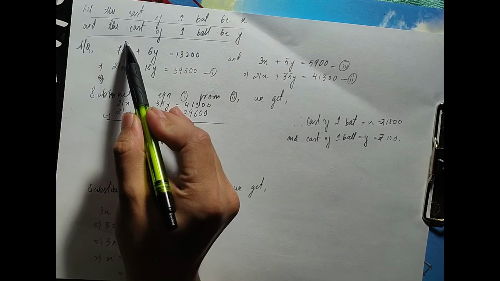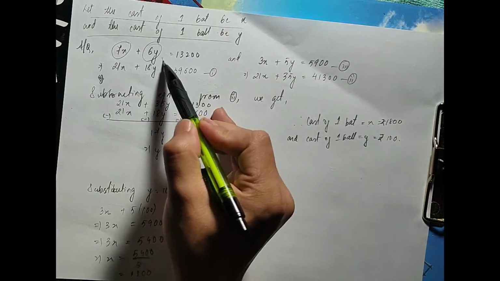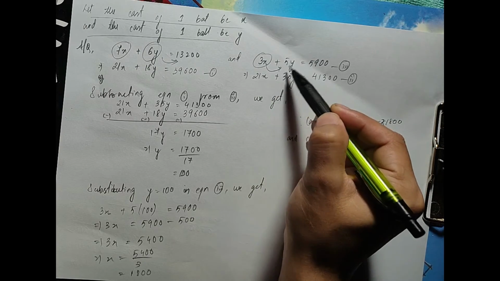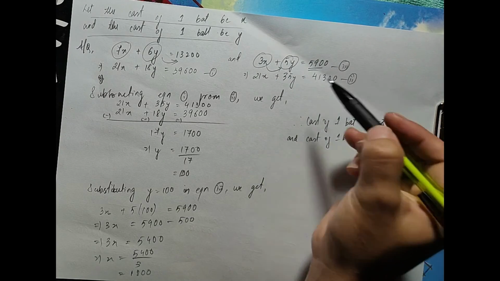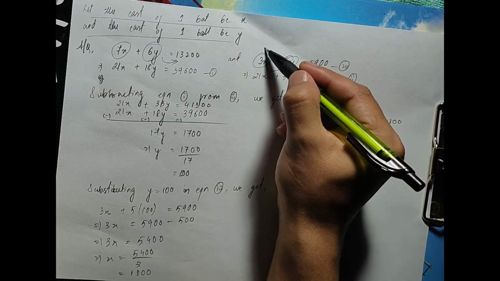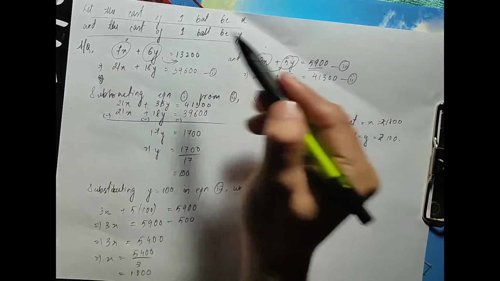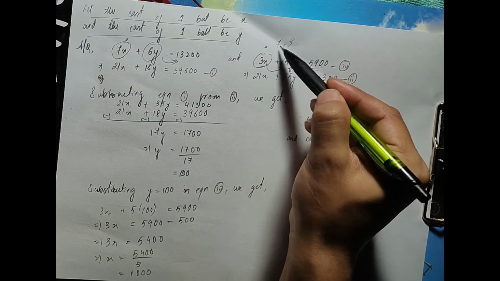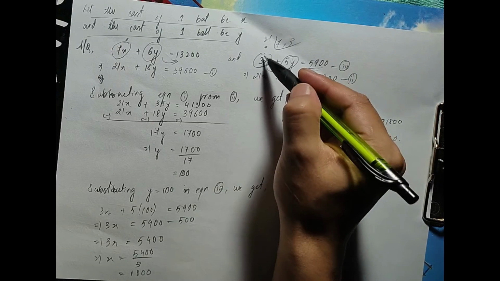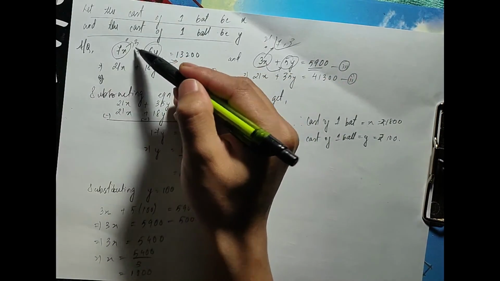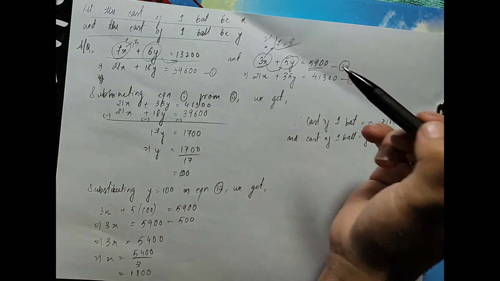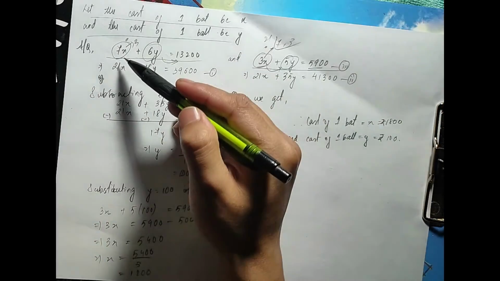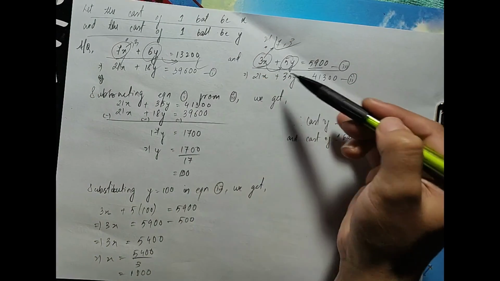So according to the question, 7 bats and 6 balls together they cost this, whereas 3 bats and 5 balls together they cost this. Okay, now again for the elimination method, we'll try to make the x coefficients the same. So here it is 7x and 3x. If you take the LCM of 7 and 3, we get 21, so we'll make it 21. So 3 into 7 is 21 and 7 into 3 is 21. So we'll multiply this whole equation by 3 and we'll multiply this whole equation by 7. So if you multiply, this is what you'll get.